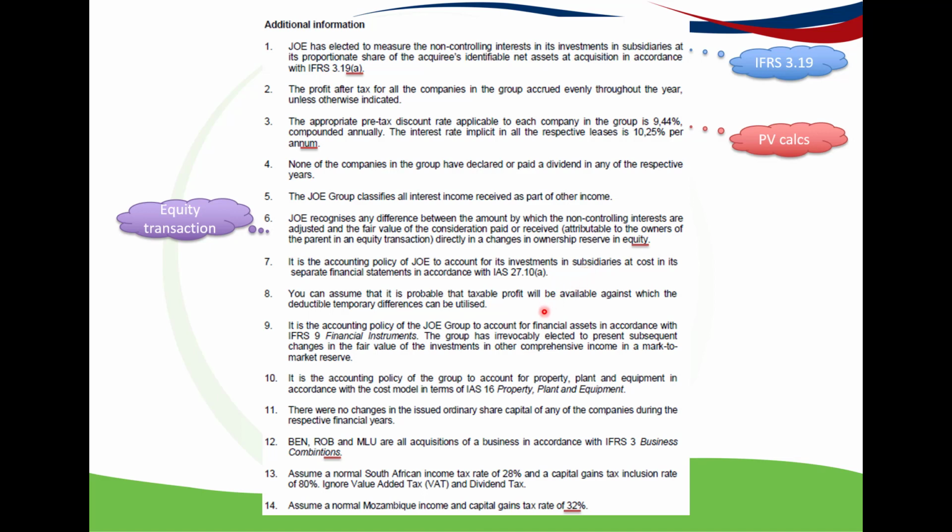Number 8, you can assume that it is probable that taxable profit will be available against which the deductible temporary differences can be utilized. Now, that sentence is definitely something that should trigger, oh, I've heard about this, I've read it somewhere. And yes, it is in IAS 12 paragraph 24, which states, a deferred tax asset shall be recognized for all deductible temporary differences to the extent that it is probable the taxable profit will be available against which the deductible temporary differences can be utilized.